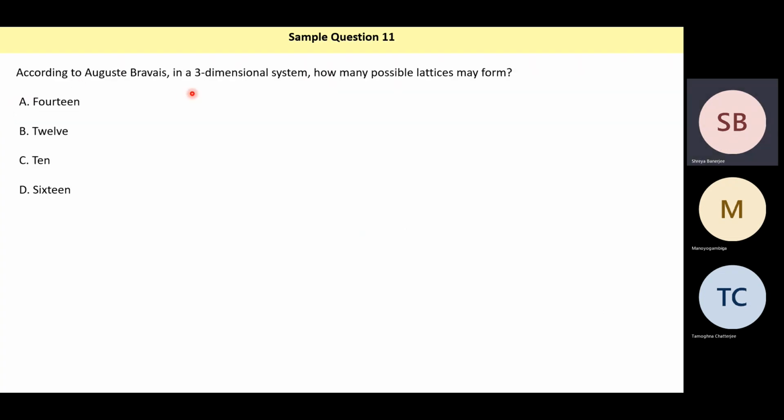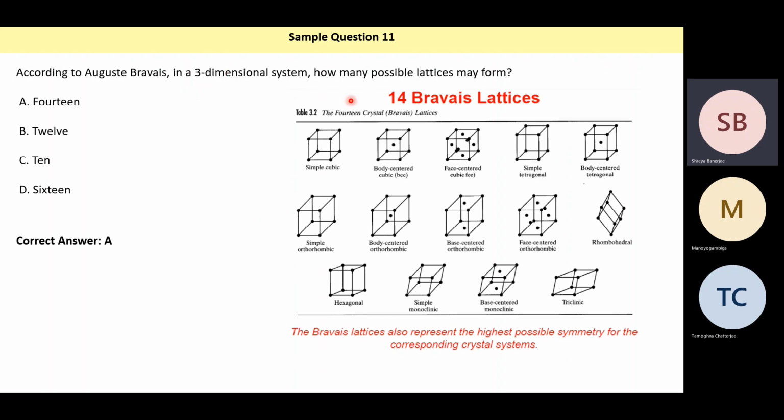The next question is, according to Auguste Bravais, in a 3D system, how many possible lattices can form? 14. Yes. So as we have discussed, there are 14 Bravais lattices and 7 crystal systems. If the question was how many crystal systems are there, that is 7, which is cubic, tetragonal, orthorhombic, rhombohedral, hexagonal, monoclinic, and triclinic. And in the 7 crystal systems, you can have 14 possible Bravais lattices.